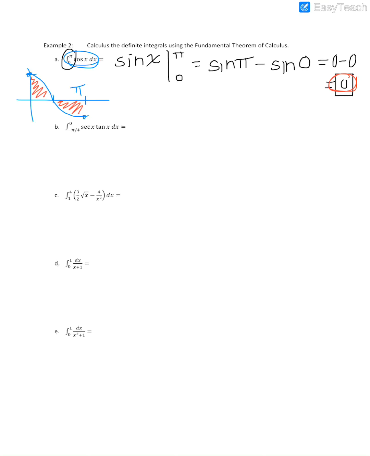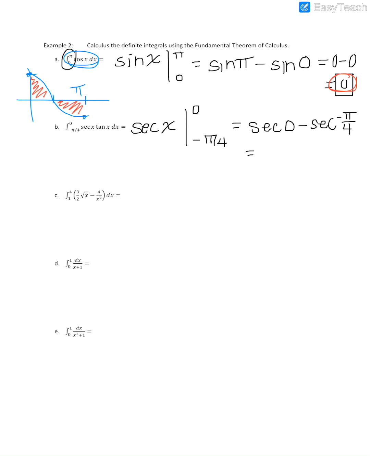So on B, we're doing the integral of secant tan, and hopefully by now we've done this enough times that you're thinking to yourself, okay, I think I know this one. If I did the derivative of secant, I would get secant tan, right? And so on this one, that's our answer, and our two bounds are -pi/4 and 0. Okay, so we're going to plug in 0 first. Secant of 0 minus secant of -pi/4. Okay, so this is actually a good one for our t-chart.